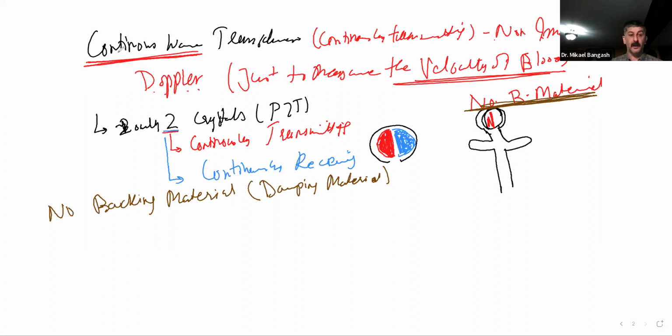But mainly because this doesn't have it, that's why it is going to be continuously transmitting, and on the other hand, it's also going to continuously receive signals coming back. But due to not having a damping material or backing material, there was not going to be any damping of the cycles that this transducer here will produce. Clear? Okay. Did you guys get that?